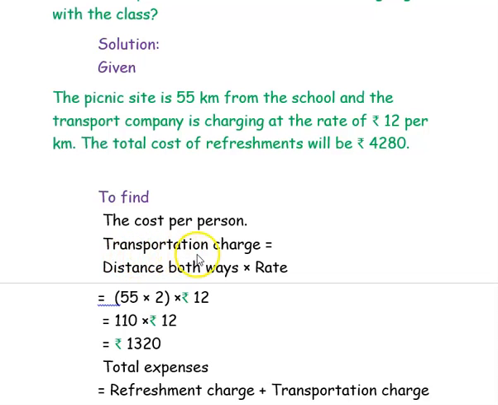So now the total transportation charge is equal to the distance in both ways into the rate for the distance. Rate means the amount for the distance. So the distance for one way is given as 55 kilometers. So the distance for going and coming back is 55 into 2, and for each kilometer they are charging 12 rupees. So 55 into 2 is 110, into 12 rupees for each kilometer, so we are multiplying with 12. So now 110 into 12 is 1320.